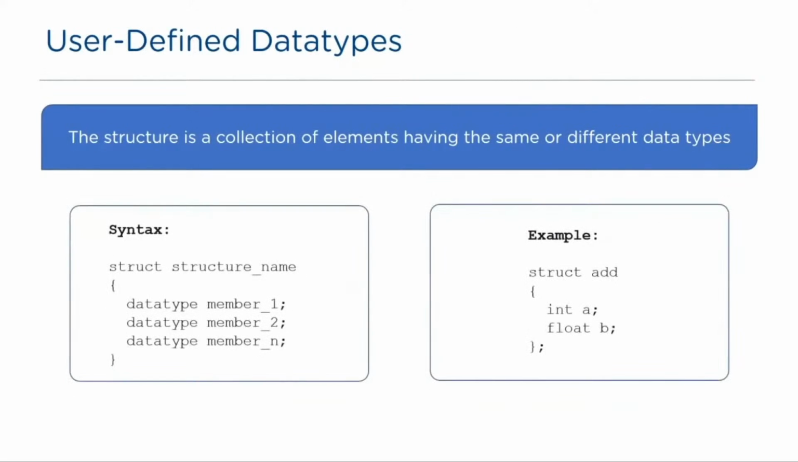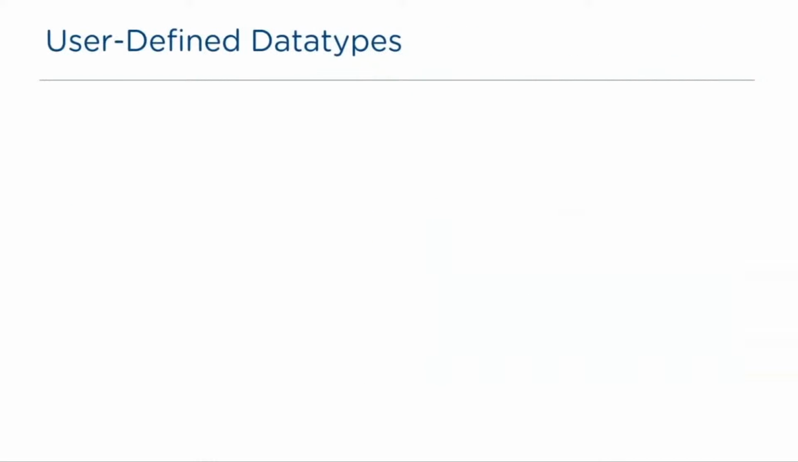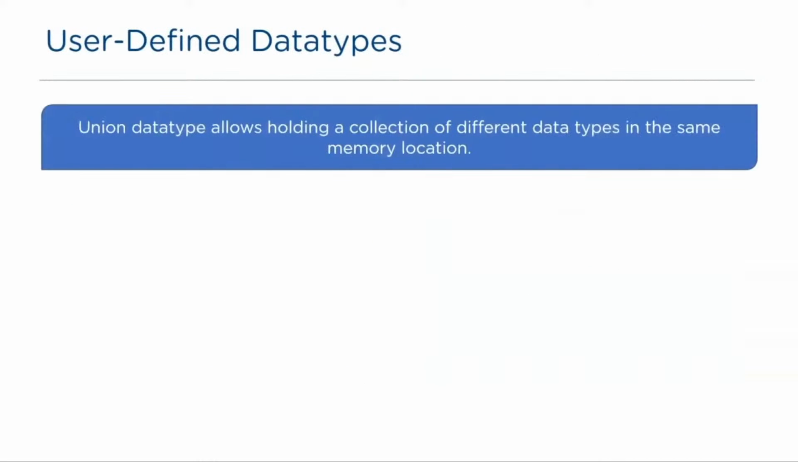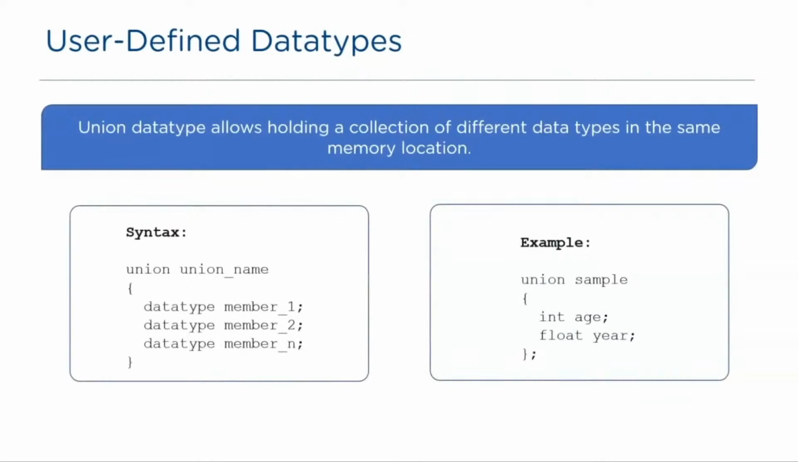The structure is a collection of elements having same or different data types. As you can see in this example, the elements declared in the struct are of different data types. A variable a is of type int and b is of type float. And finally, we have a union data type that holds the different data type elements in the same memory location. In the following example, union is a keyword, followed by a union name and then the variable list.